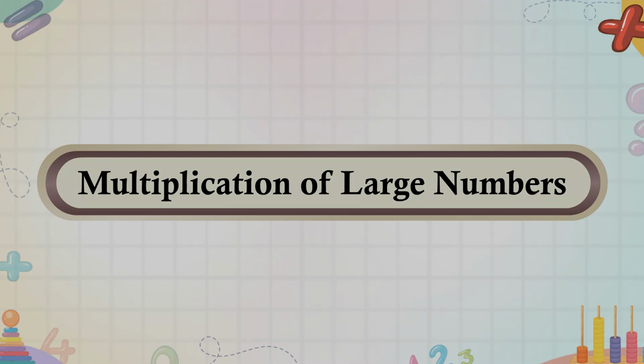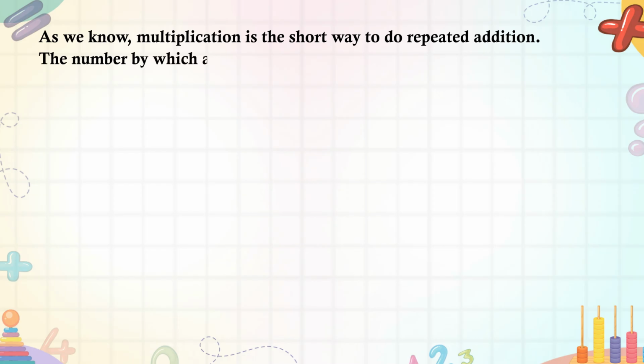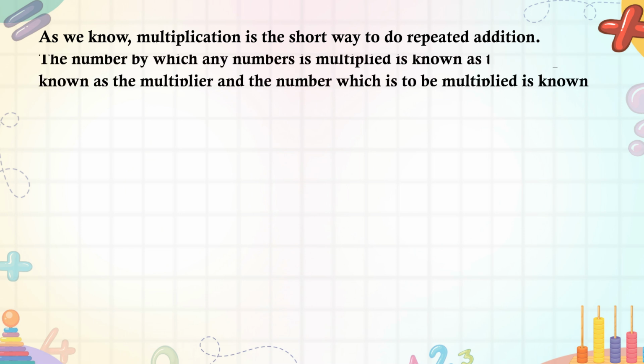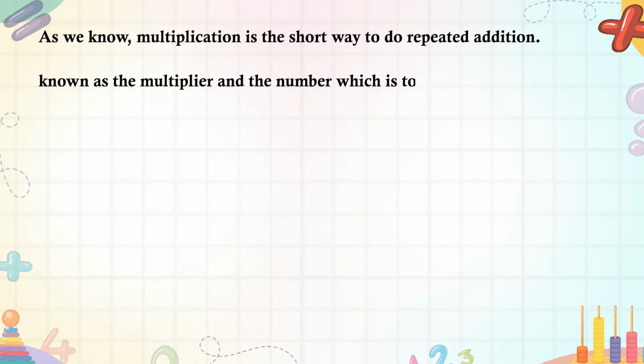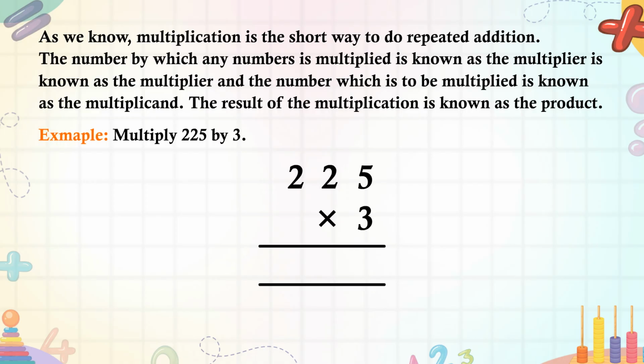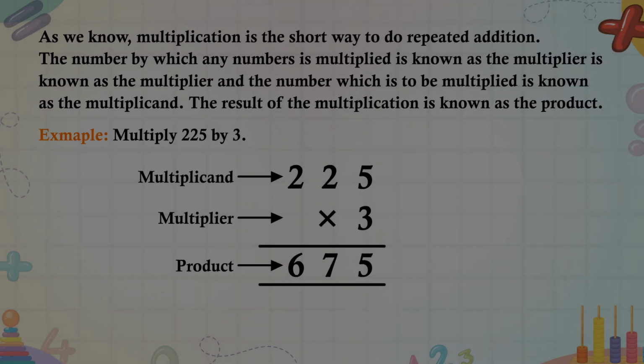Multiplication of large numbers. As we know, multiplication is the short way to do repeated addition. The number by which any number is multiplied is known as the multiplier, and the number which is to be multiplied is known as the multiplicand. The result of the multiplication is known as the product. Example, multiply 225 by 3. Here 225 is multiplicand, 3 is multiplier, and 675 is product.